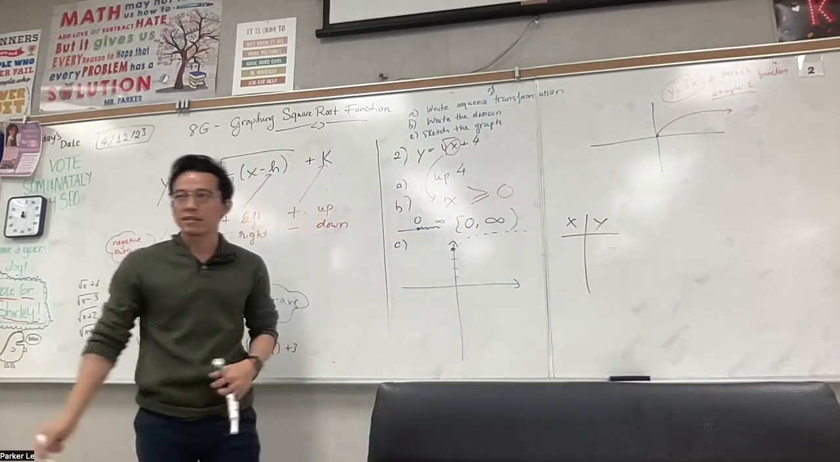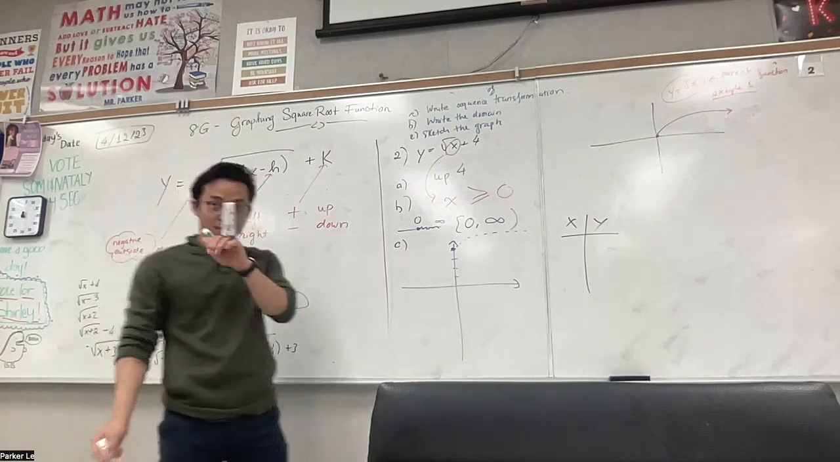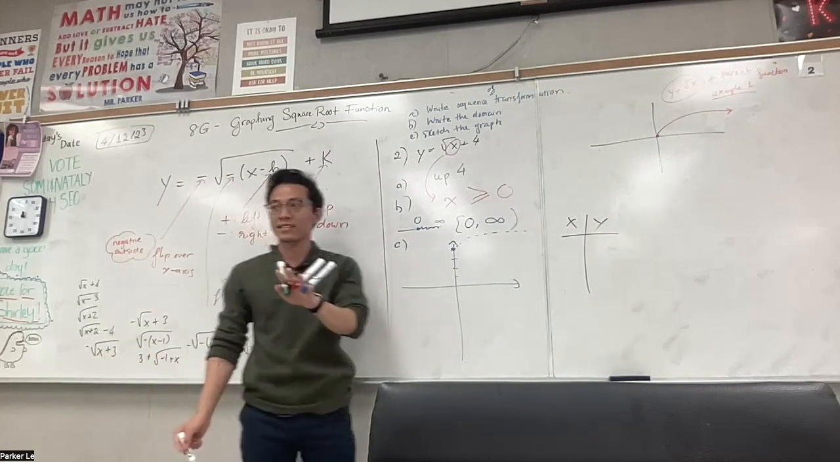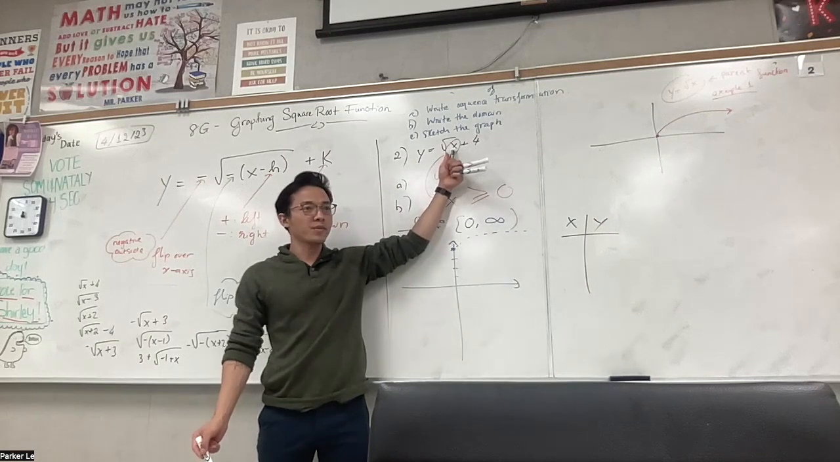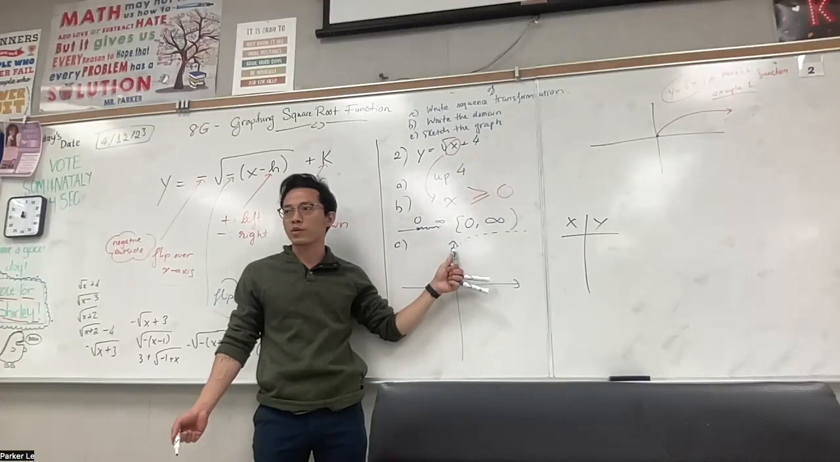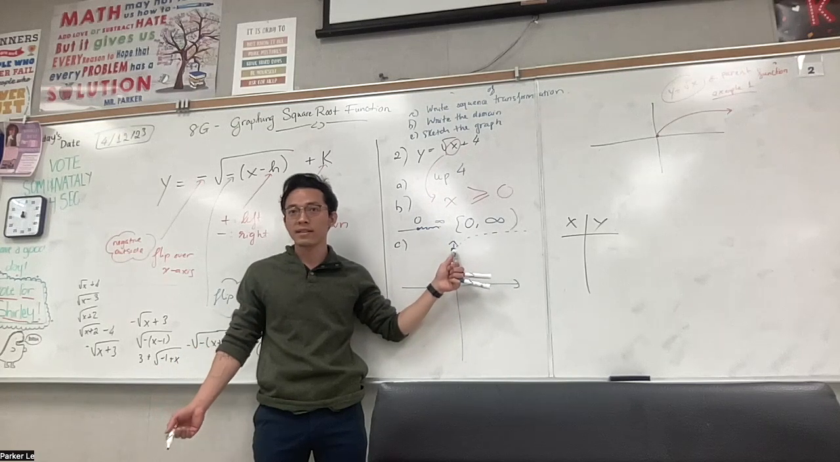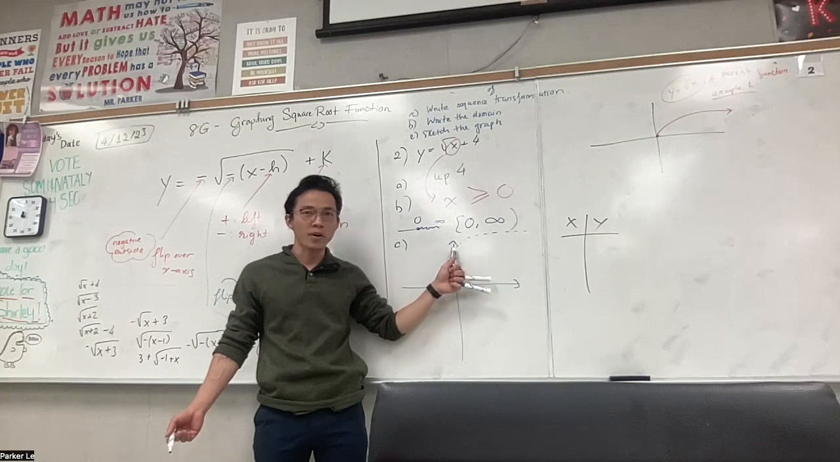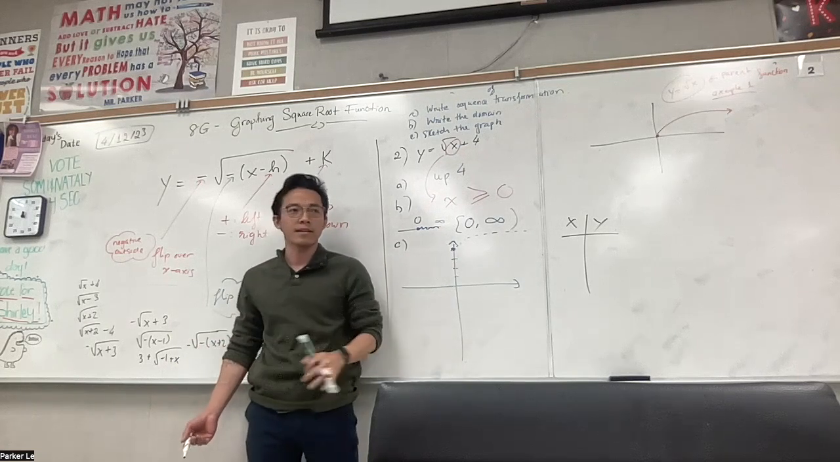What point do you think is good? 0. Good. Yes, but look at this. What happens if I choose 0? If I choose 0, square root of 0 is 0. 0 plus 4 is 4. That's exactly the point of the root, the original point. So it doesn't help. You know what I mean? If you choose 0, it's exactly the point (0, 4). So it doesn't help. So what is the next best number?